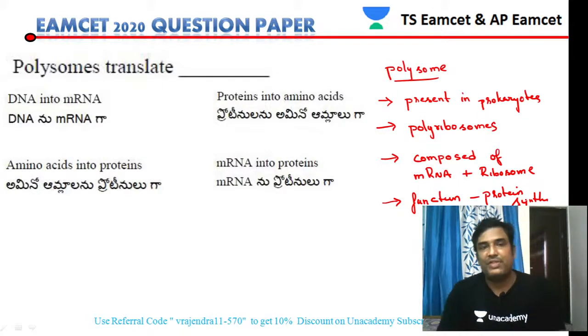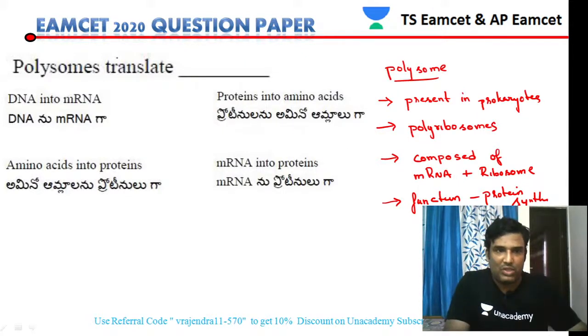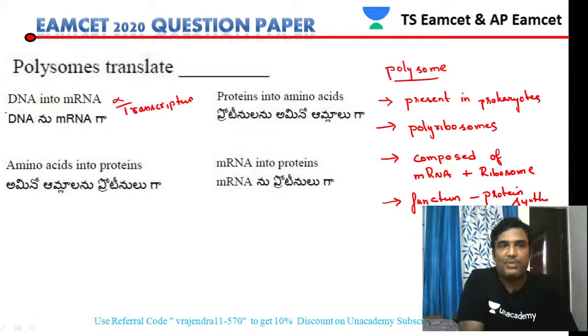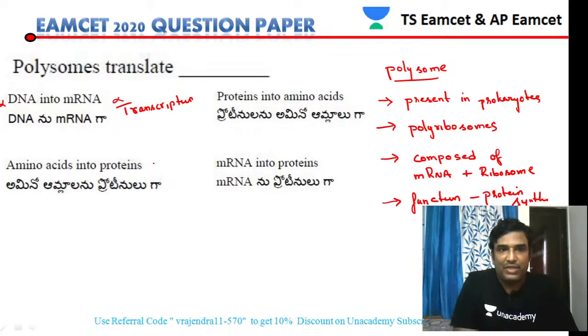The first option, DNA into mRNA, is not the answer. DNA to mRNA is called transcription, so that cannot be the answer. Then amino acids into protein; that is also wrong. Then proteins into amino acids; this is also not possible.